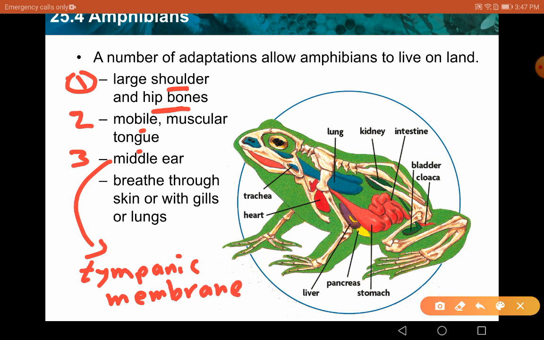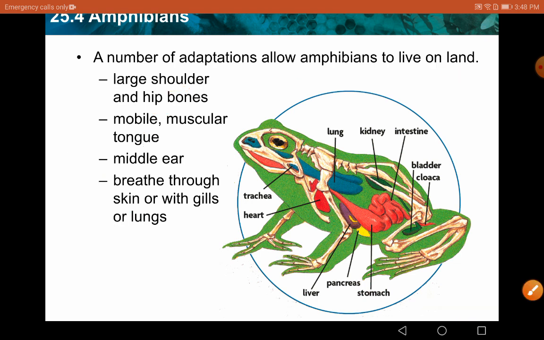That serves and helps them in many different ways. One of them helps them in listening or hearing while moving in water, and this is one of the adaptations already found in amphibians. The fourth point here is that they can breathe through skin, with gills, or even with lungs. Imagine, they have many different ways to breathe. So these are the main adaptations that allow amphibians to live on land.